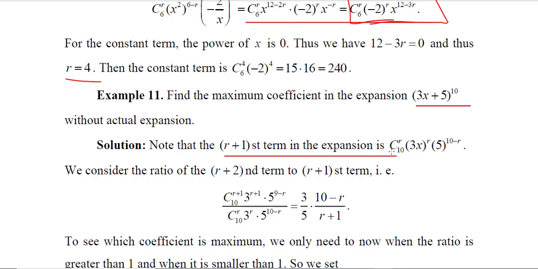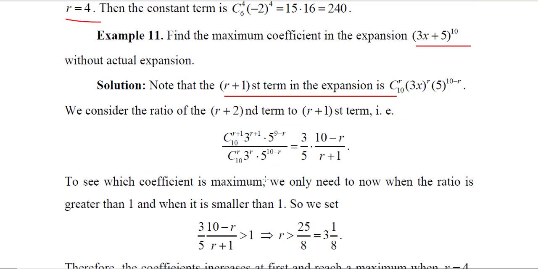Okay, now the next example. We have the r plus first term in the expansion, so the combination r from 10, because of 10's power, times 3x to the r and 5 to the 10 minus r power. Now we consider the ratio of the r plus second term to the r plus first term. When we divide them we have 3 over 5, they are cancelled, and 10 minus r over r plus 1.